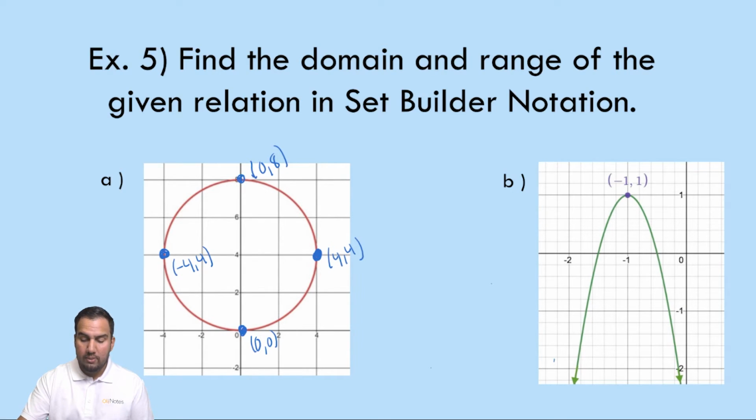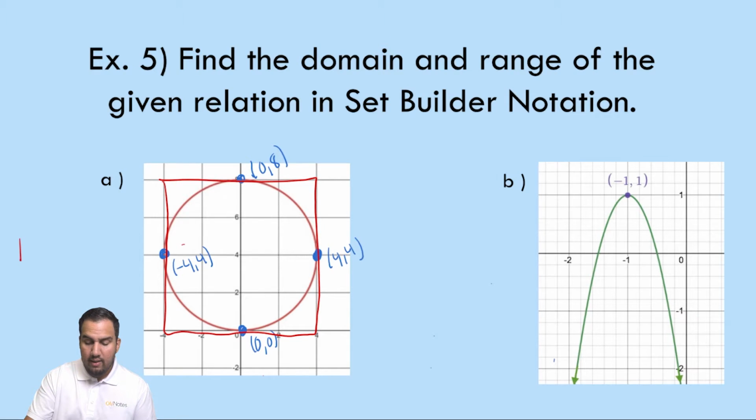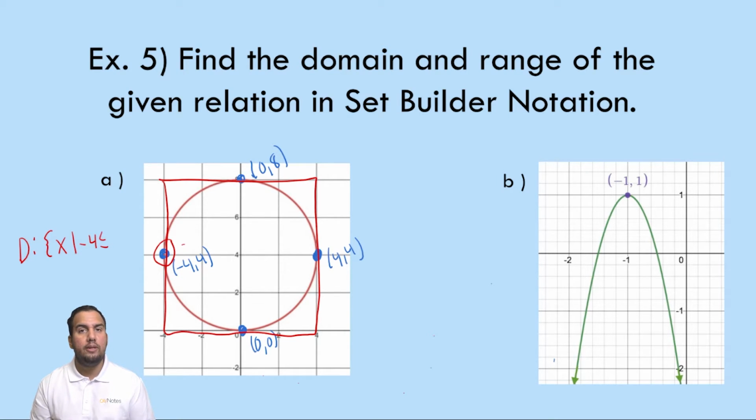So first, I'm going to draw my rectangle, or in this case, it's going to be a box because it's a circle. Doesn't have to be perfect. Just draw the best one you possibly can. And we're going to ask ourselves for the domain, how left do I go? What's the leftmost point? It's right here. What's the x of that point? It's -4. So I'm going to put x such that -4 less than or equal to. Wait, how do you know if it's open? Guess what?